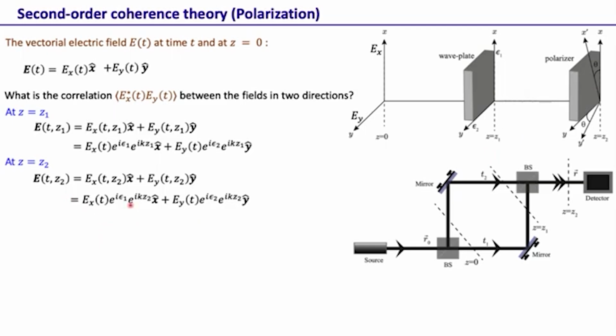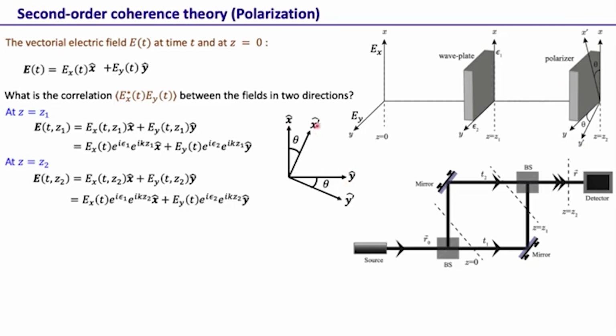Okay, so here we have written the field in the x and y coordinates, but the polarizer is oriented along x prime and y prime, and we want to look at the field or its intensity in the x prime direction. For that, we'll have to represent the field in the x prime and y prime directions. So how do we do that?